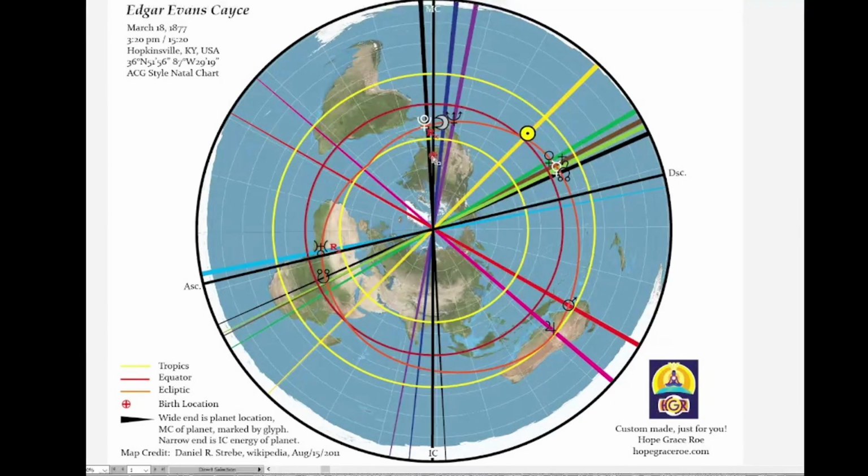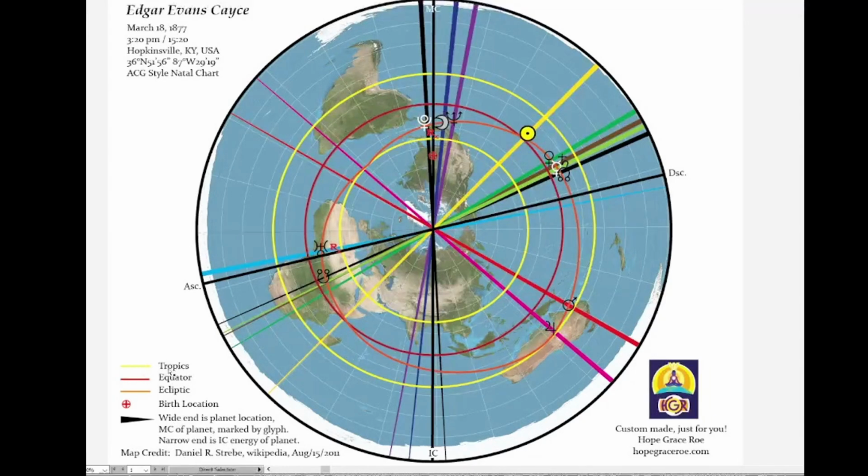Here's his birthplace. You have the MC and your IC line this way. His sun is over here, just like I've shown you throughout. His midheaven is here. His moon is here. His Pluto is here. And then you have the ascendant here, and Uranus is just on the other side of that. So I have my little key here.